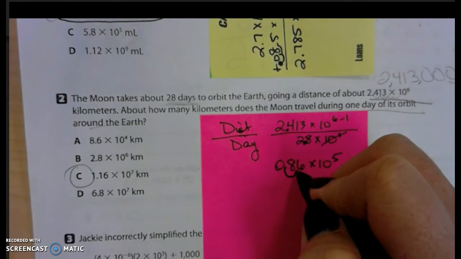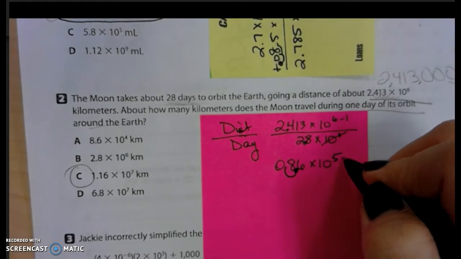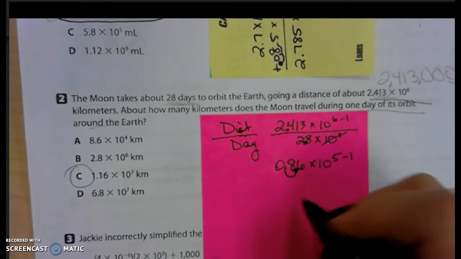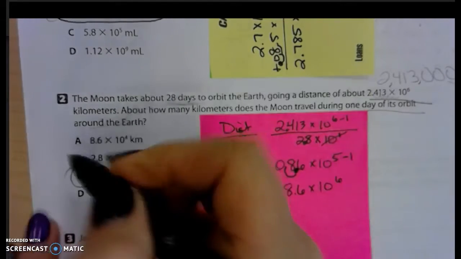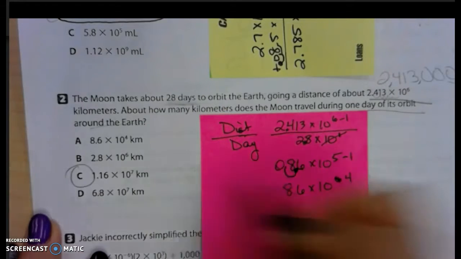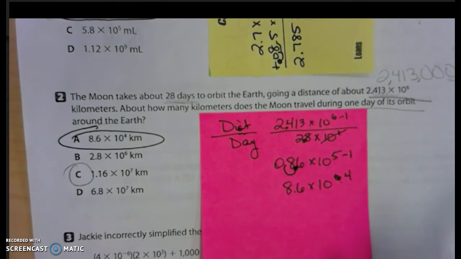Then we move our decimal place. I'm going to increase 0.86 to 8.6, which means I need to decrease my exponent, giving me 8.6 times 10, not to the 6th, to the 4th. And it is A. And that one is A.